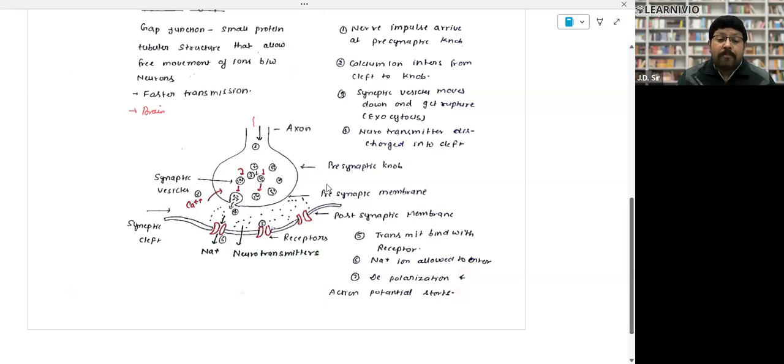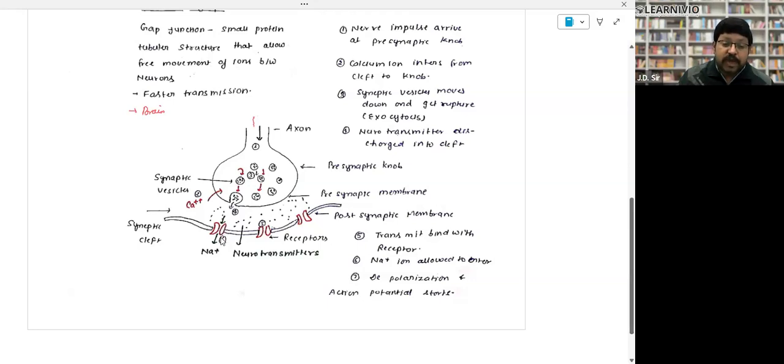Due to the absorbing of calcium ions, these vesicles start moving downward and will burst, right? These vesicles are filled with the neurotransmitter acetylcholine. This vesicle will move down. Third point, look: first point, impulse will come. Second point, calcium ion will be absorbed. Third point, vesicle will move and burst. Fourth point, they will release the neurotransmitter in the synaptic cleft. Fifth point, in the post synaptic membrane, means at the surface of the second neuron, there are some receptors which are made up of protein. These receptors will get the neurotransmitter.